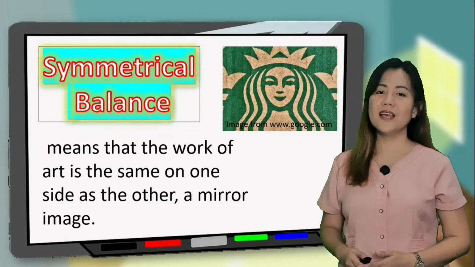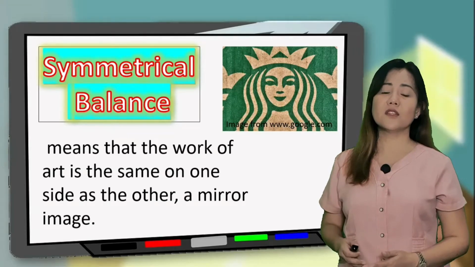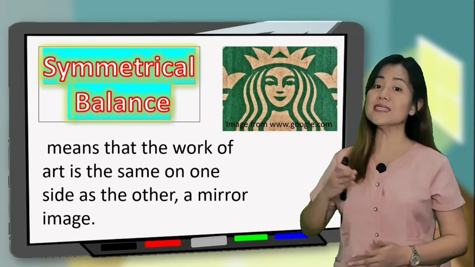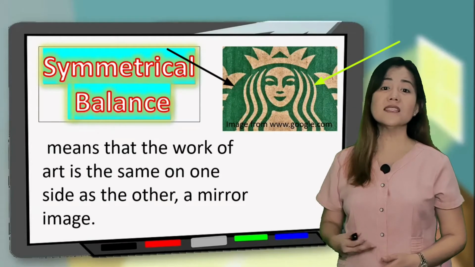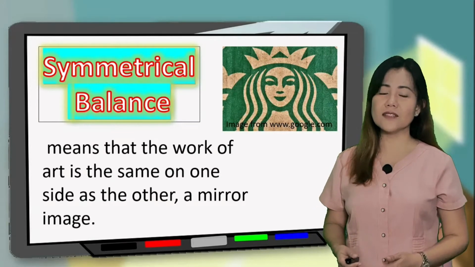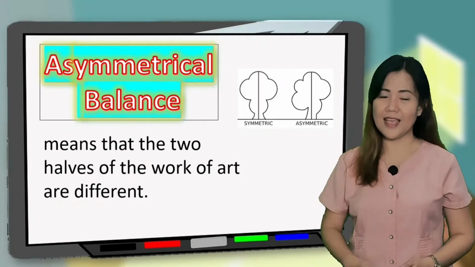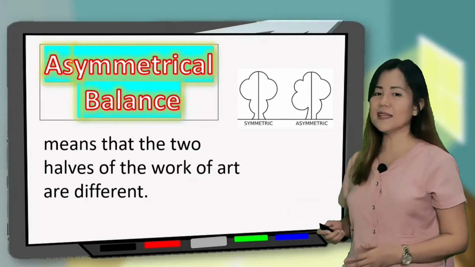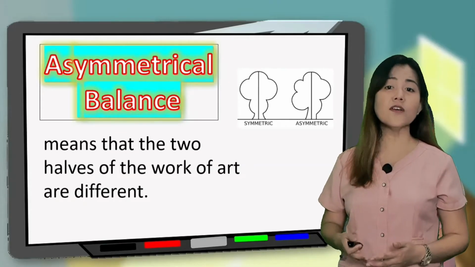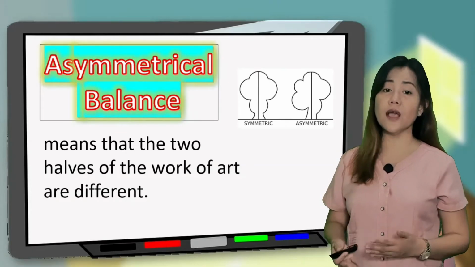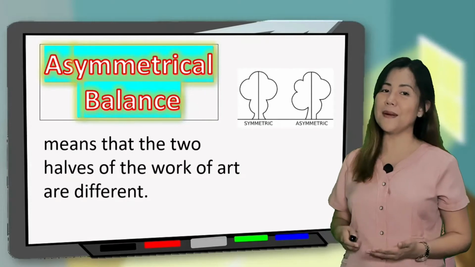Symmetrical balance or symmetry means that the work of art is the same on one side as the other, a mirror of itself on both sides of a center line. Asymmetrical or asymmetry means that the two halves of the work of art are different, however, they try to create balance.